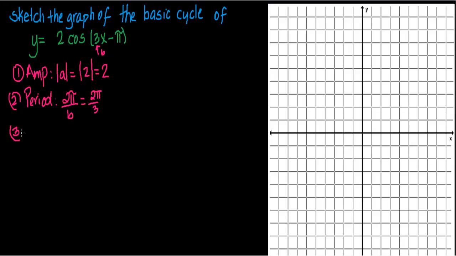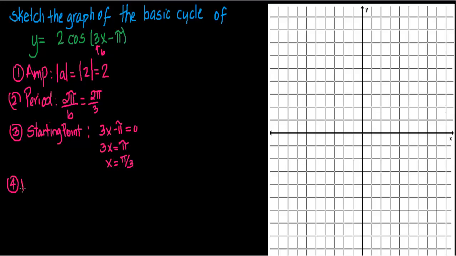Number 3. Find the starting point. To find the starting point, we work with our angle. That includes a phase shift. So we take everything inside of this parentheses. Okay? 3x minus pi. And we set it equal to 0, and we solve for x. So this would be 3x equal to pi if I add pi to both sides. And then we divide by 3 on both sides, and this gives you x is equal to pi thirds. This is where my cycle will start, at pi thirds.